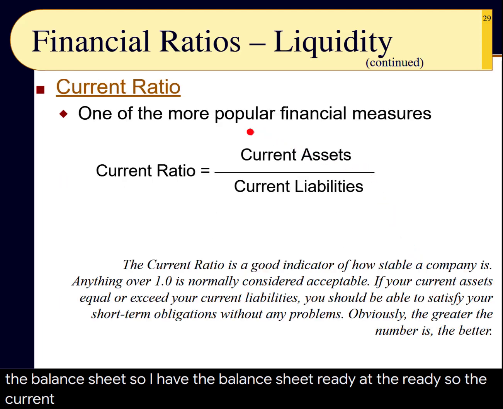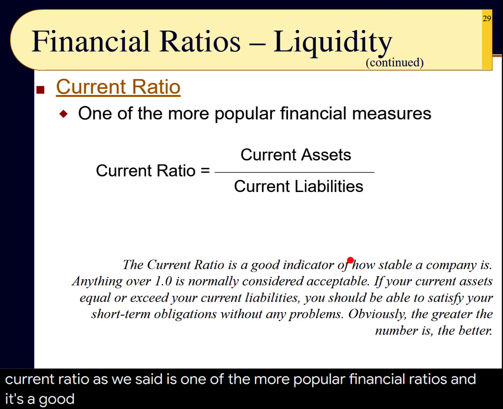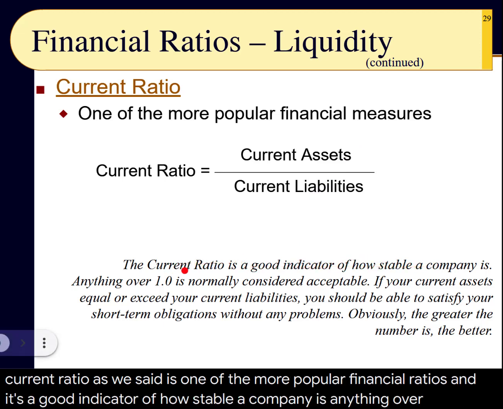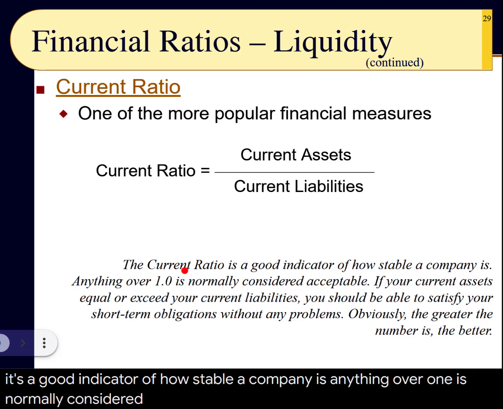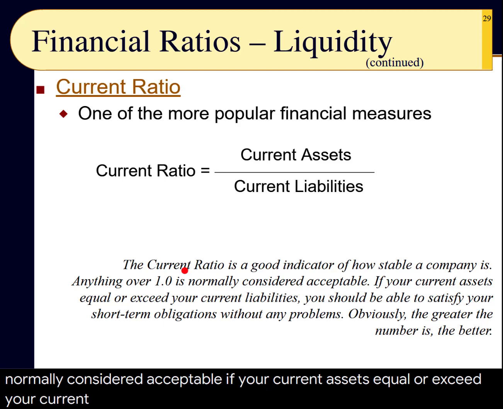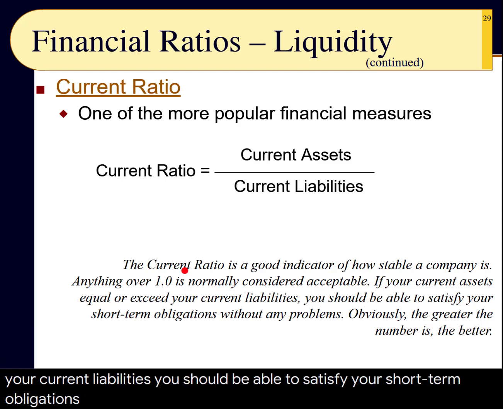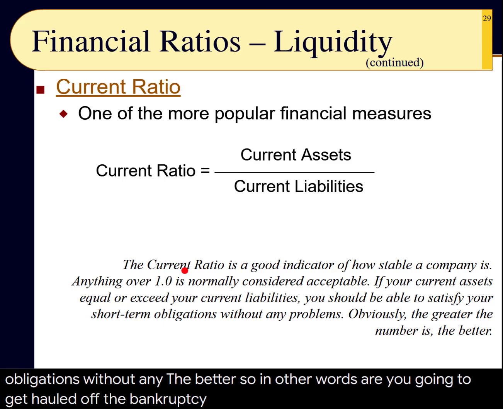So the current ratio, as we said, is one of the more popular financial ratios. And it's a good indicator of how stable a company is. Anything over 1 is normally considered acceptable. If your current assets equal or exceed your current liabilities, you should be able to satisfy your short-term obligations without any problem. Obviously, the greater the number, the better.